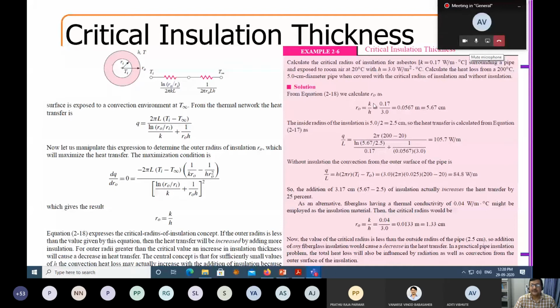K by H. K is given as 0.17, and 3 is given for the heat transfer coefficient of the surrounding air. So you can see this R0 is coming out to be 5.67 centimeter. This R0, from this part to this part, is 5.67 centimeter. Now what is the question? With and without insulation, how much insulation should I put? When I calculated R0, I find this is 5.67 centimeters, so my critical insulation thickness is coming out to be 5.67 centimeter from this ratio.